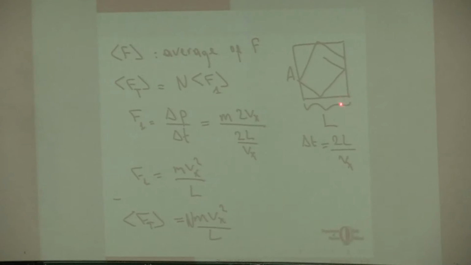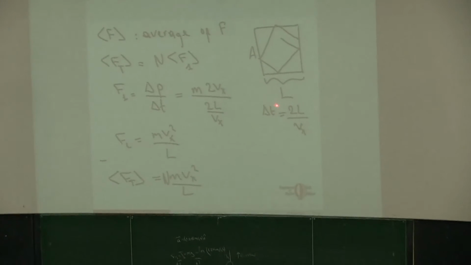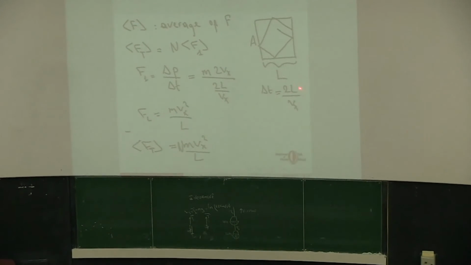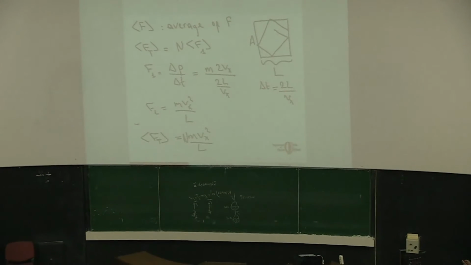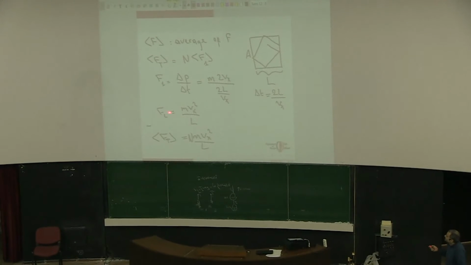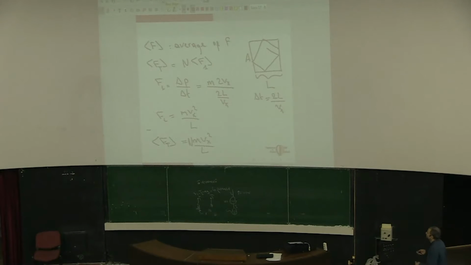Well, how long does it take? It starts here, moves there, then comes back. The total distance it covers is 2L, and delta T is 2L over Vx. So you just put it there. The average force exerted by a single molecule on the wall is m times Vx squared over L. Then the total force exerted on the wall is just N times this quantity.